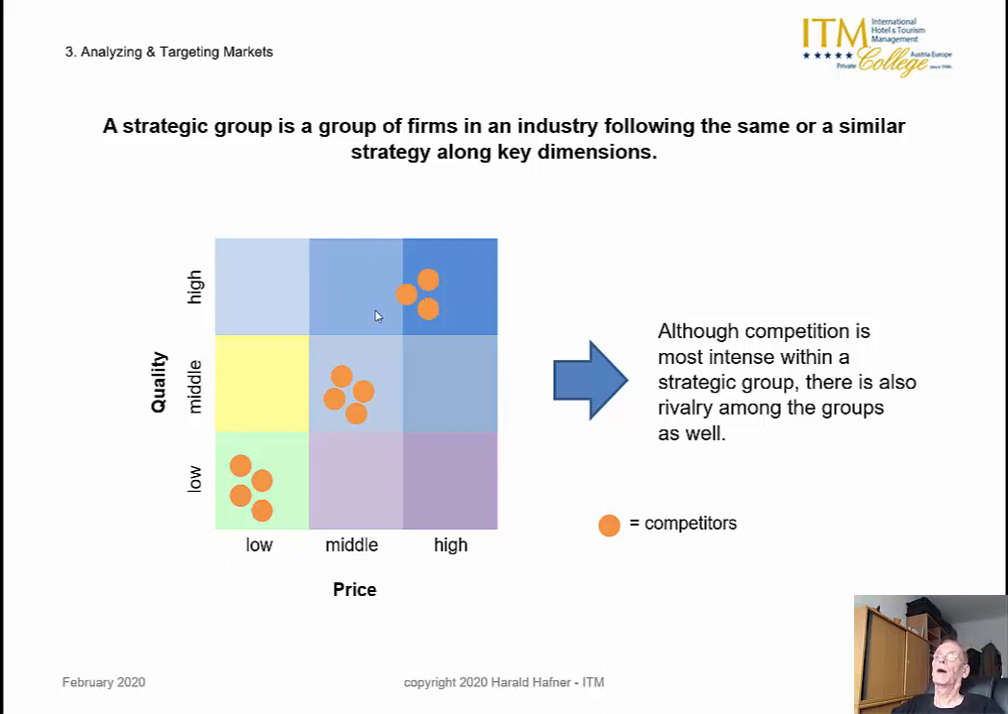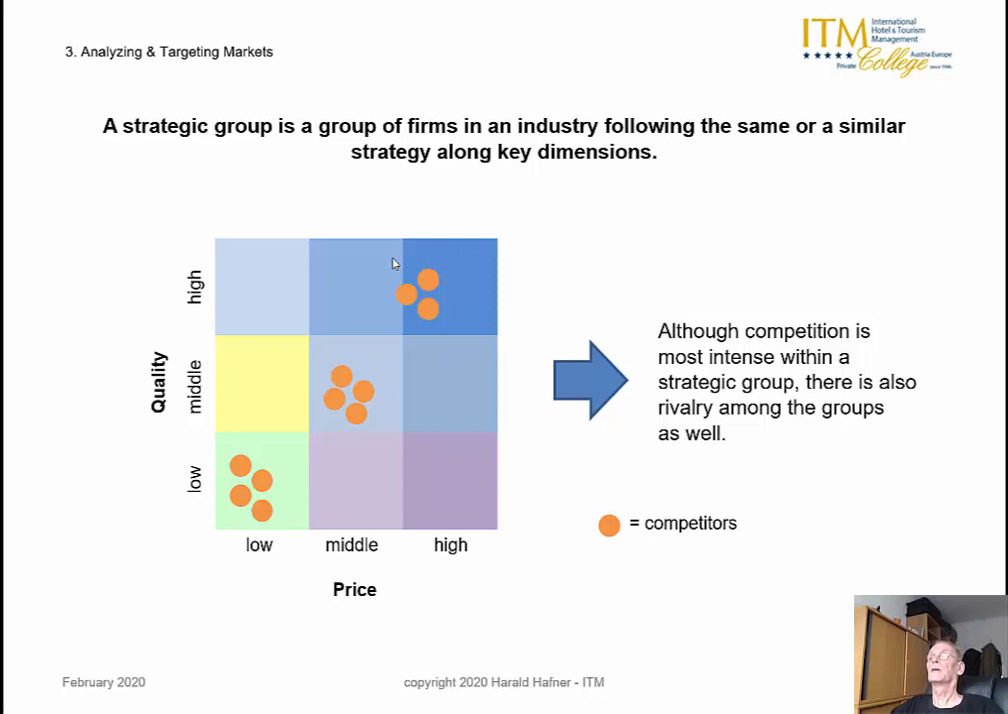Now, what we have here is three hotels defined as a strategic group, where we have a high quality and a high price, and those could be considered the deluxe hotels, for example, right? As far as the middle area is concerned, we have four hotels who offer a middle quality and a middle price, which could be considered the first-class hotel group. And finally, we have low quality and low price, which we could consider budget hotels.